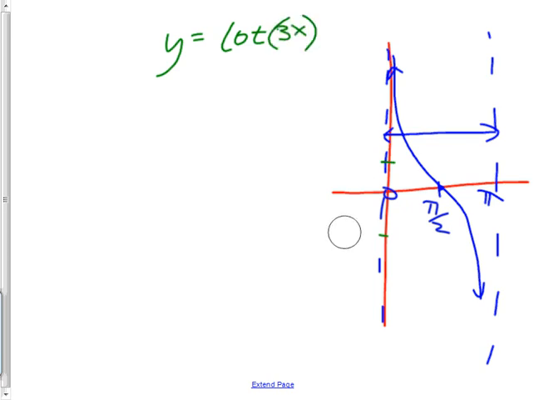And I don't need that. That can be 1 and negative 1 again. And, oh yeah, period on this is different. Period is, what is it again? Pi over b. What is the b in this case? 3. So the period is pi over 3.